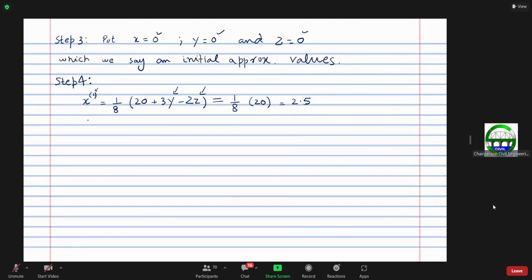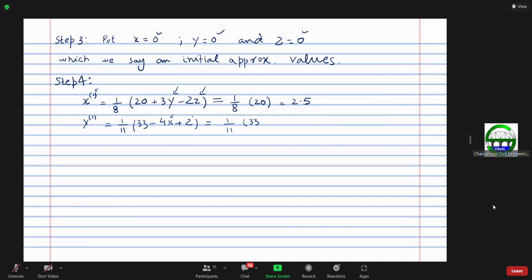Now we will go with y. The first iteration of y will be equal to, like we already got the value of y, it was 1 over 11 into 33 minus 4x plus z, which is equal to 1 over 11 into 33.